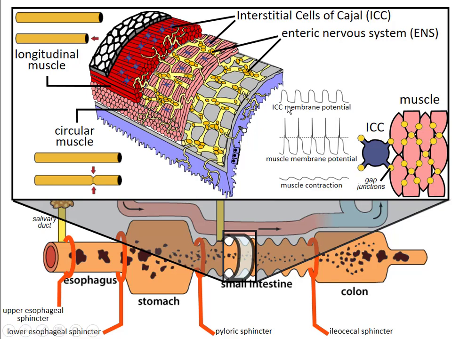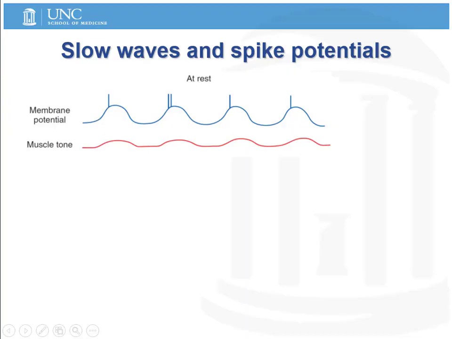It's only when the depolarization of the slow wave exceeds the threshold that an action potential occurs. So it is the frequency of the slow waves that determines the frequency of possible action potentials and therefore the number of possible contractions per minute. This diagram shows the slow waves created by the interstitial cells of Cajal and the spike potentials or action potentials that can occur. So here at rest, even sub-threshold slow waves do produce a baseline tension or tone, and the smooth muscle is not completely relaxed.